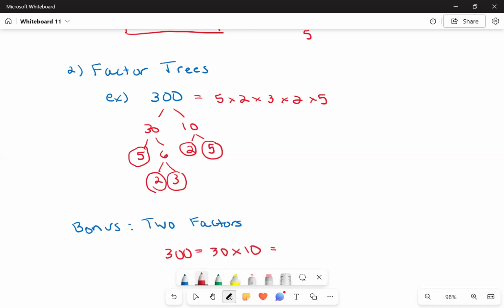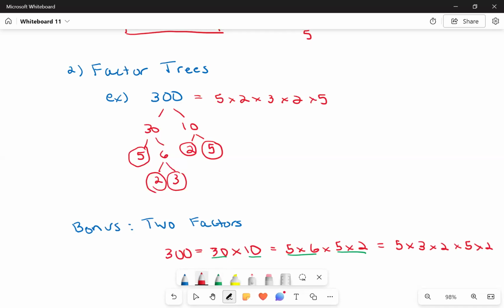And then 30 is 5 times 6. 10 is 5 times 2. See, I'm breaking into 2 factors every time. Okay, this time it was for 30 and 10. And then I'm like, oh, 6 can break up into 2 factors again. 6 is 3 times 2 and 5 times 2. And there you go. You get the same thing. So it's just doing it linearly rather than as a factor tree.